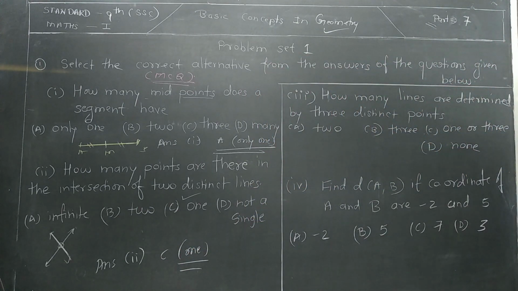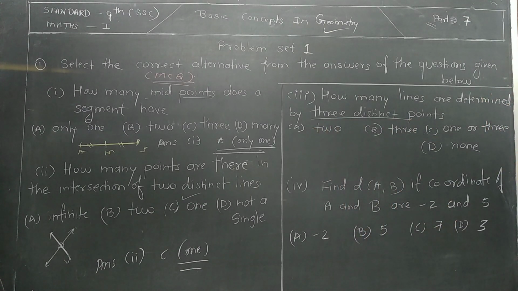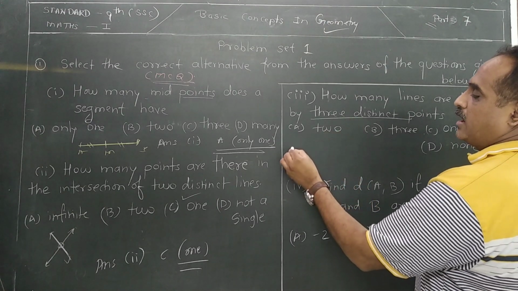Now on to the third question. How many lines are determined by 3 distinct points? See, now you are studying geometry and you have to think about the question in all the ways. 3 distinct points are given. They have not said whether these points are collinear or non-collinear, and that option is not given. So there will be 2 cases, right? So what will happen in the 2 cases?